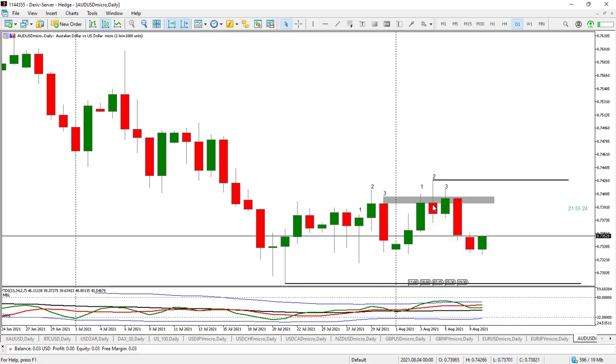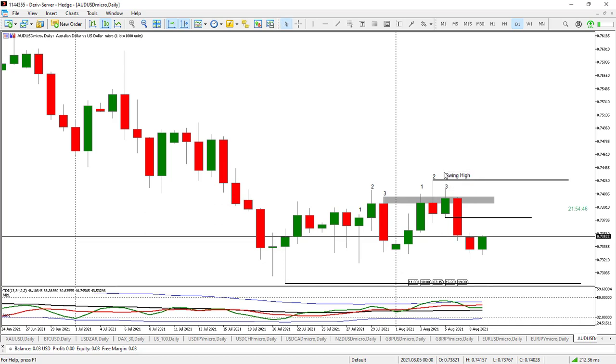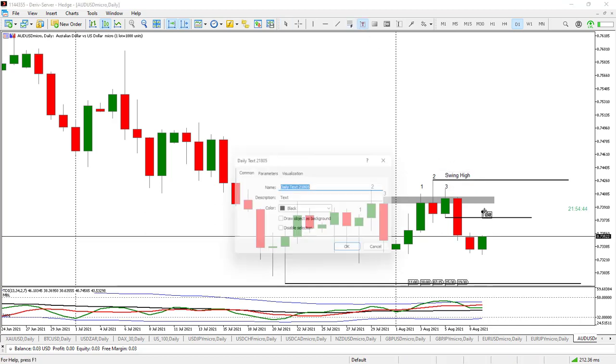the market created this swing high again, and then what I'll be looking for is for the market to test this flip zone from the third candle on the last swing high. Let me identify this one as a swing high.